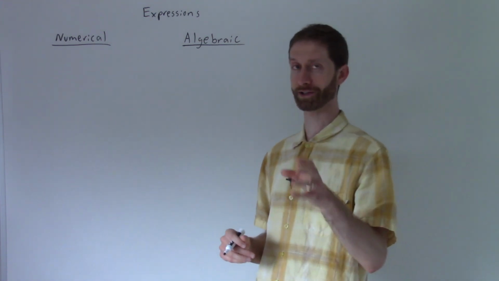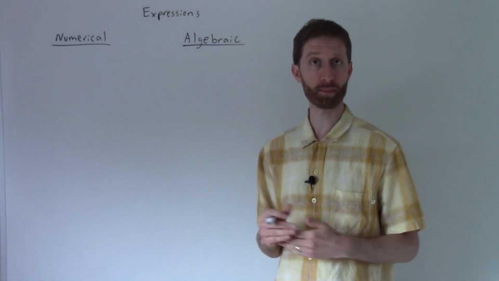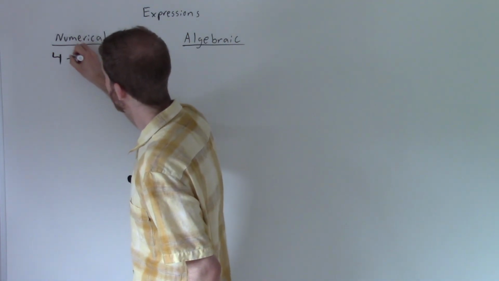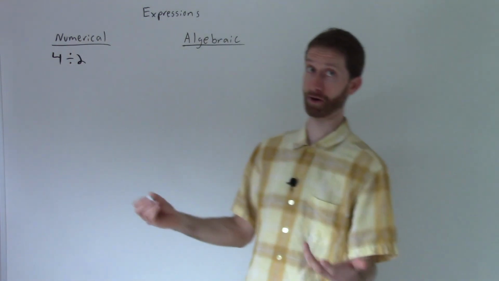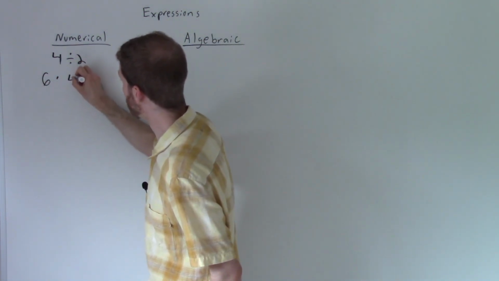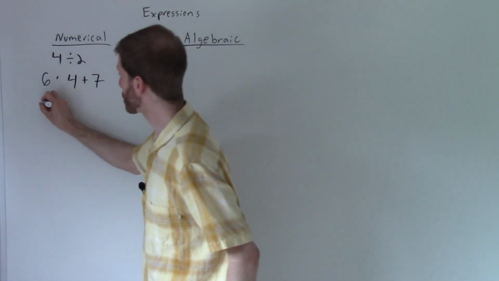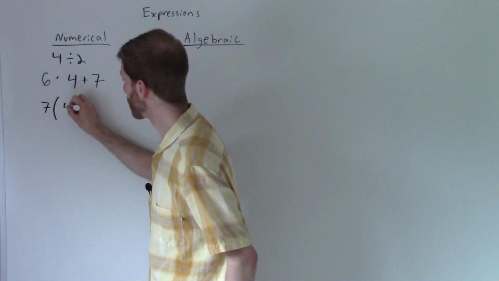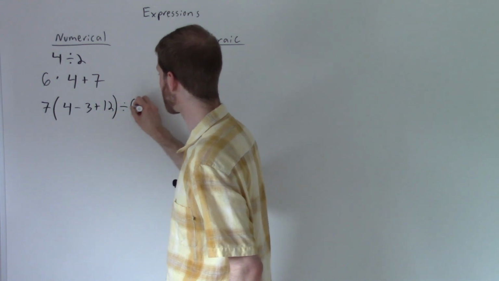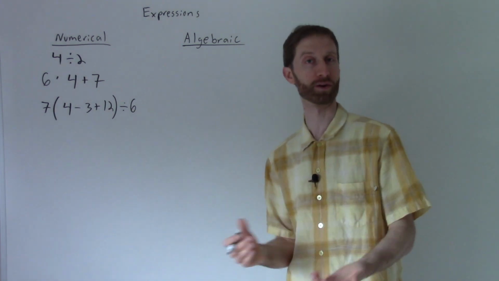A numerical expression is a math phrase that involves any of the main number operations and only numbers. So it could be something like 4 divided by 2. That would be a numerical expression. You could get a little bit more advanced than that. You could do 6 times 4 plus 7. Heck, you could do something even bigger than that. You could do 7 times, and then all in parentheses, 4 minus 3 plus 12 divided by 6. I don't know what those simplify out to, and I don't really care in this example because we're just going over what numerical expressions are.